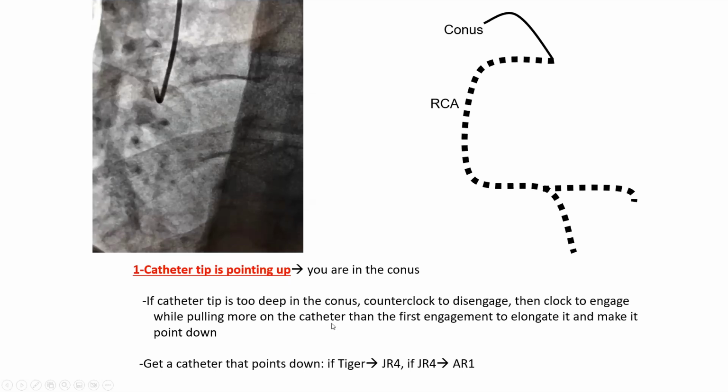So in those cases, again, I would counterclock to disengage, then clock to engage while putting more of a pulling tension on the catheter as I'm engaging, more than I did the first engagement, to elongate that catheter and make it point down toward the true right. The conus points up and it is more anterior. So I engage by more clock and more pull to make it point down and more posteriorly. You can also get a catheter that points down. Instead of JR4, AR1 points more down than JR4. You can also get an RCB catheter, which points down.